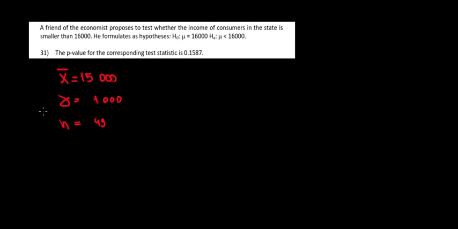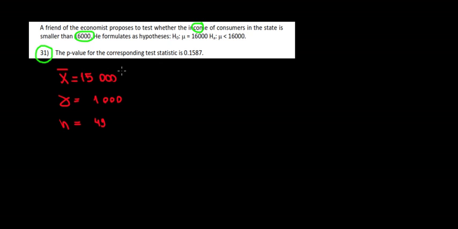Let's have a look at question 31 in this video. So we have a friend who proposes to test whether the income is smaller than $16,000. So we have the hypothesis that the income might be less than $16,000. Now the p-value for these statistics is the following. Now why would we have such a test to begin with?